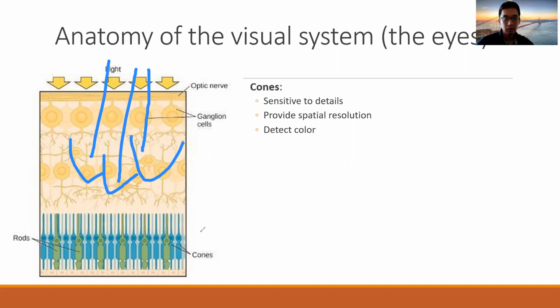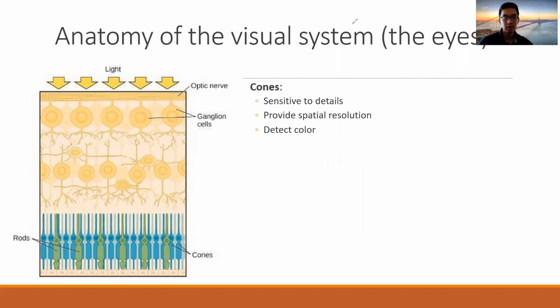There are two kinds of photoreceptor cells. They are sensitive to light and can detect it, but these two types have different roles. For example, cones are very sensitive to the details of the picture. We can see clearly what is going on in our environment because of the cones. The cones can detect the details of the light, and also provide spatial resolution.